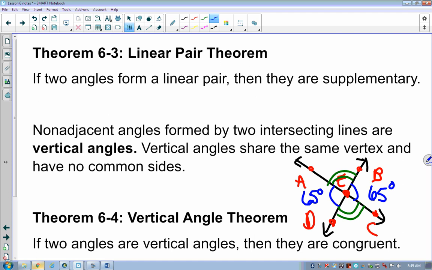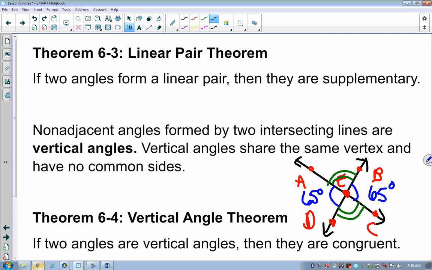Now you say, well, how do you know what the other two are? Well, BEC and BEA, what are they to each other? What do they form? They're adjacent angles, you're right. But look, if I go from side CE up to this one and then over here, what do I have here? A straight angle, which has 180 degrees. I already know about 65 of them, so how would I find out BEA?